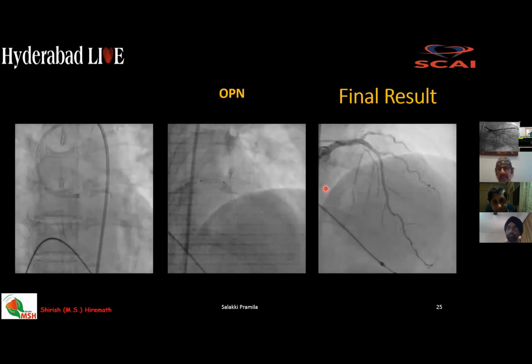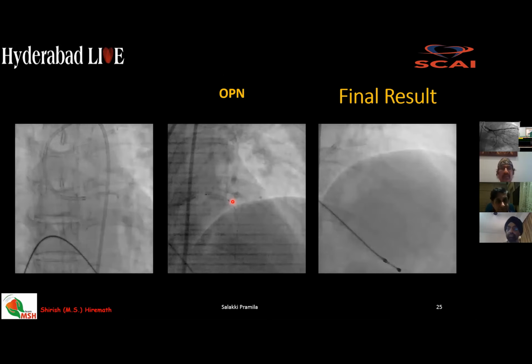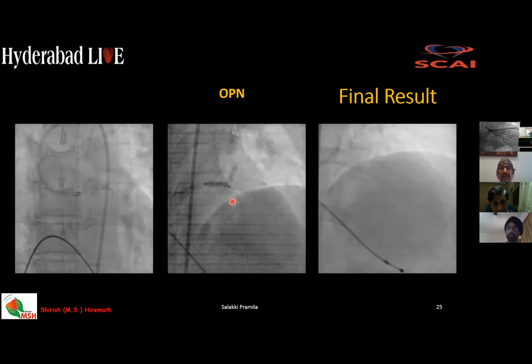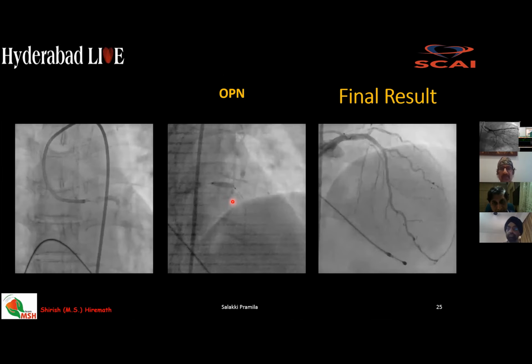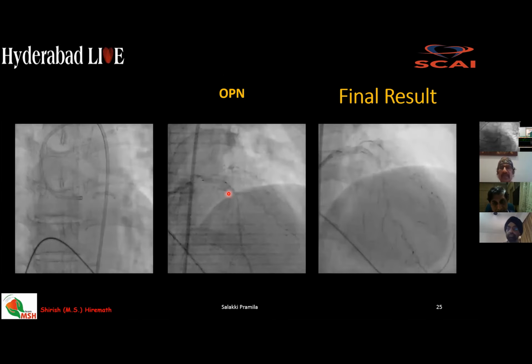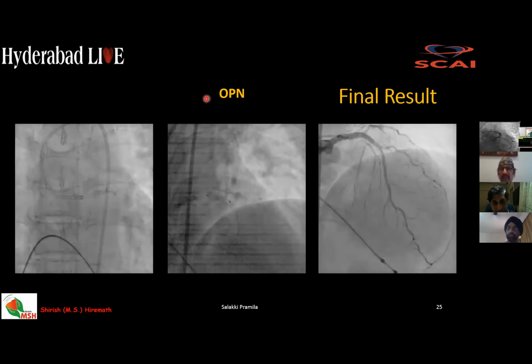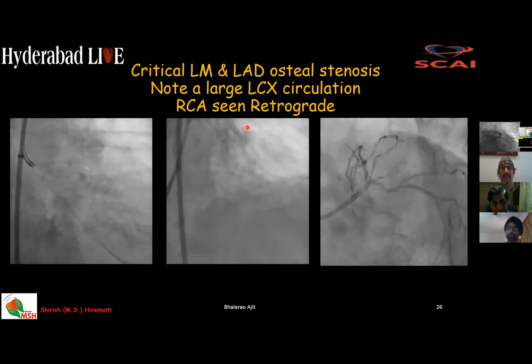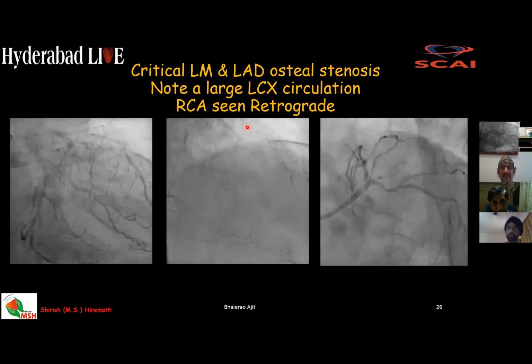This is one dictum I always follow, that if you have one vessel which is calcified, the others are also very likely to be calcified. We were able to address the LAD with an ultra high pressure balloon, and this was a good result. But this may not be the same every time.